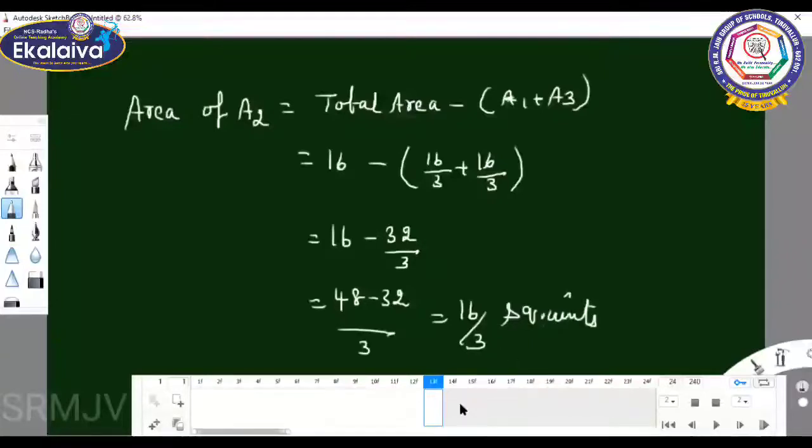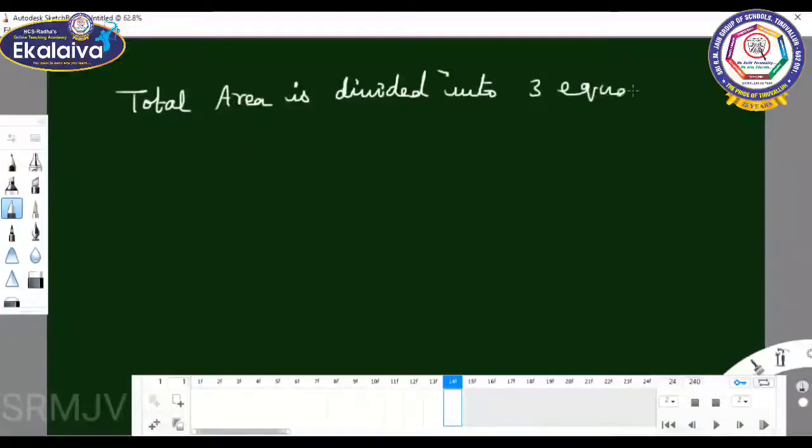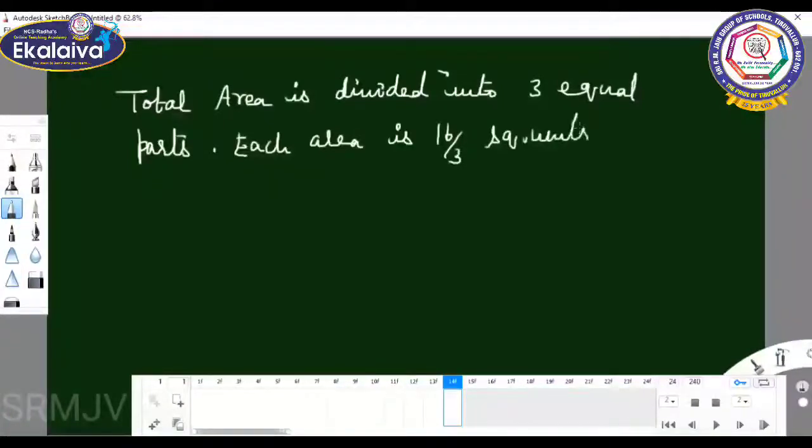The total area is divided into 3 equal parts, and each area is 16 by 3 square units.